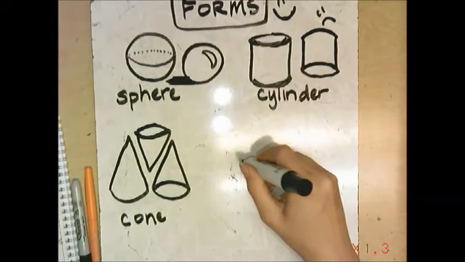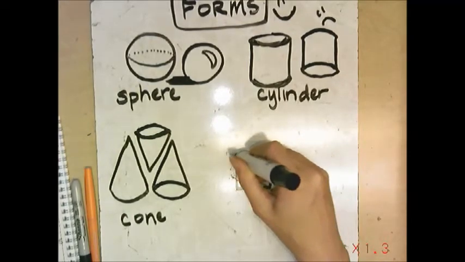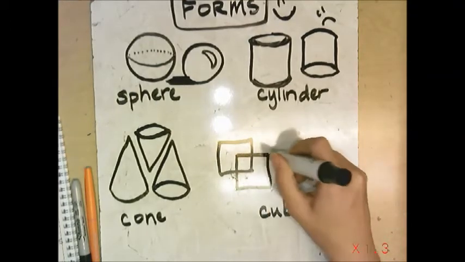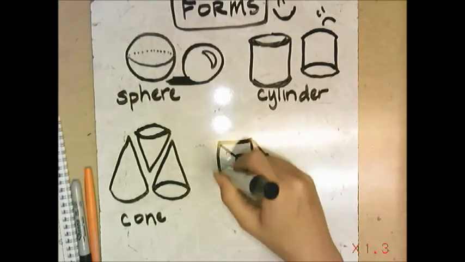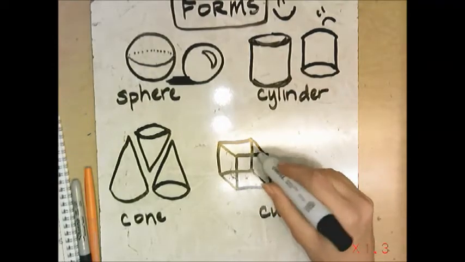Now a cube. Some of you may know a cube as drawing it like this. So I make two squares and then you connect all your corners. Okay, so just by doing that it makes it look three-dimensional. But this is a see-through cube.